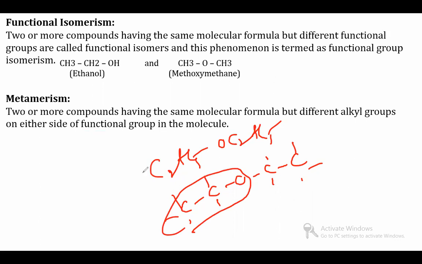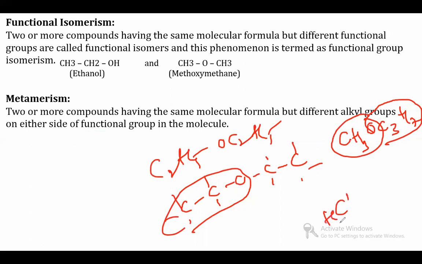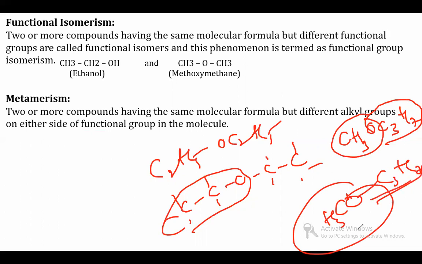So similarly, we have a compound called CH3O C3H7. So this is methoxypropane, C3H7. CH3O is methoxy, that is the oxygen. The remaining is 3 carbons, C3H7, that is propane. So methoxypropane.